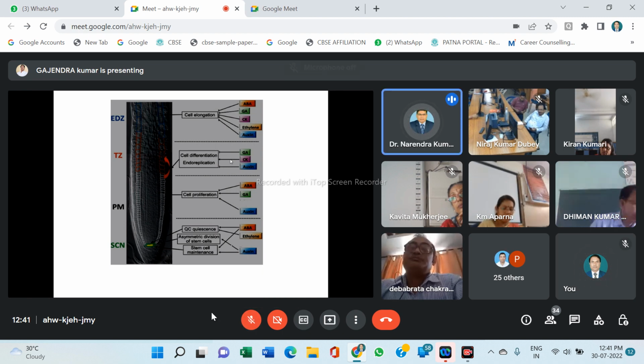Indole acetic acid. That is natural auxin. Yes, right. Indole 3 acetic acid and IBA, indole 3 butyric acid. These are the synthetic auxins.